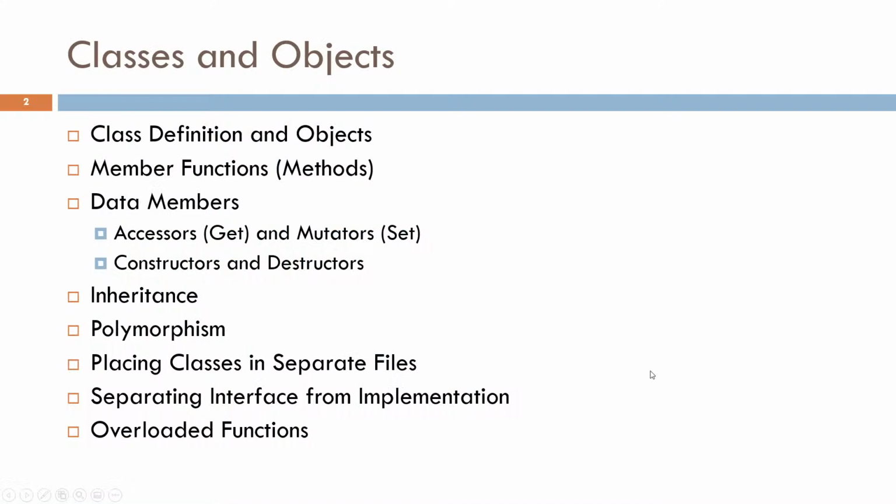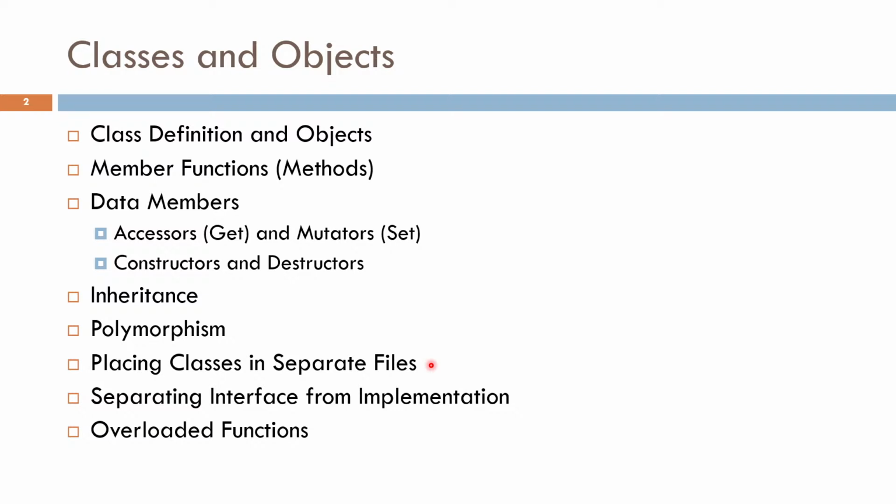Our outline for today is that we're going to start with class definitions and objects, and then move on to what we refer to as member functions or methods, and then data members. In data members, there are two concepts we're going to know as accessors and mutators, as well as constructors and destructors. We'll then move on to inheritance and polymorphism, and then how we separate our code into multiple different files to make it a lot more organized, neater and easier to manage.